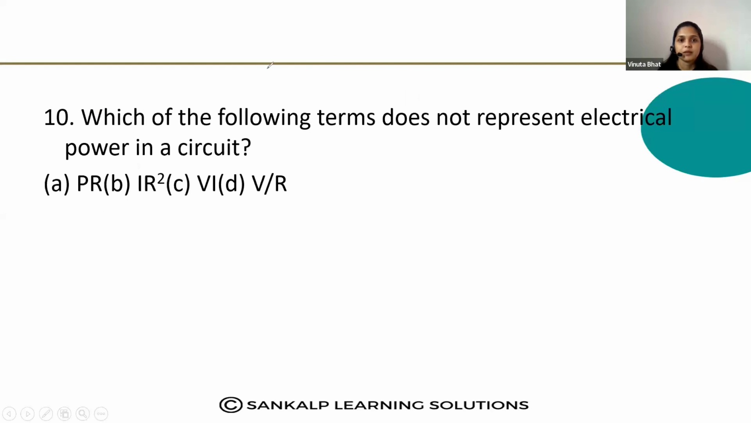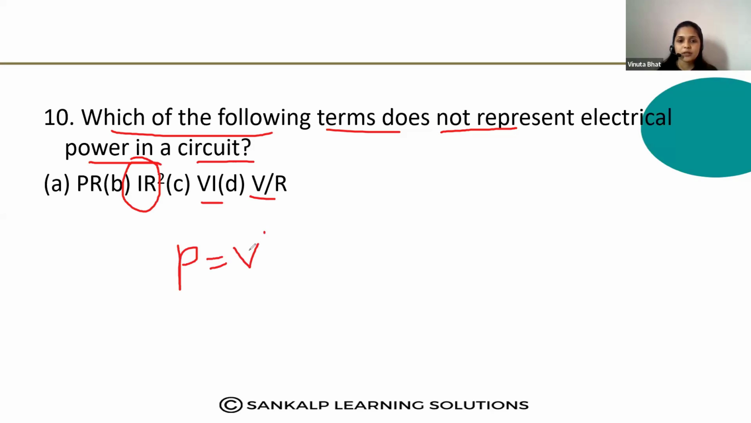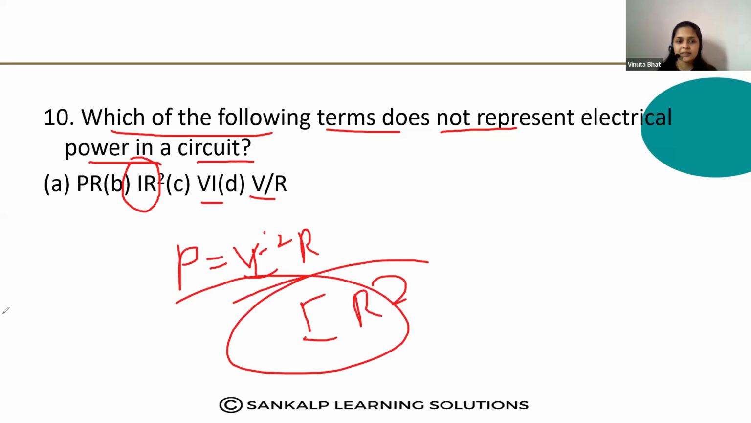Next question. Which of the following terms does not represent electrical power in a circuit? A, VI; B, IR square; C, V into I; D, V by R. Here option B will not represent the electrical power. P is equal to I square R is known, but IR square is not correct.